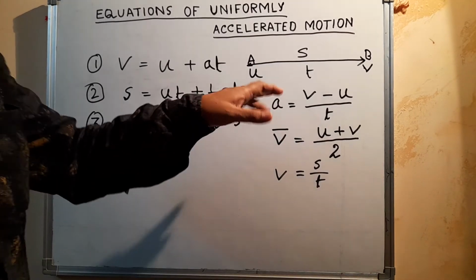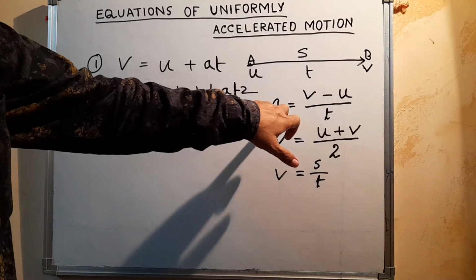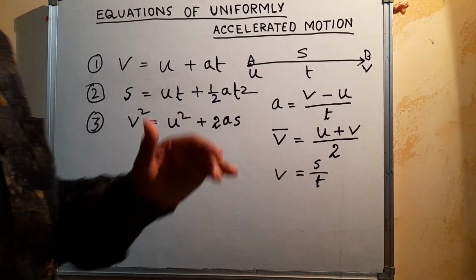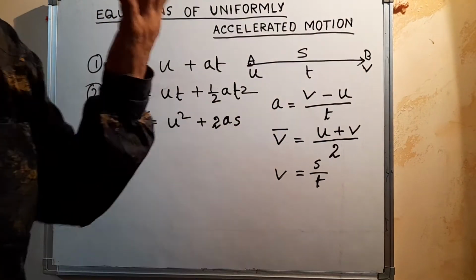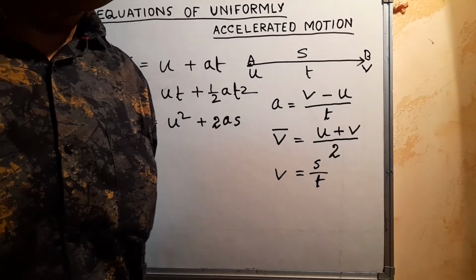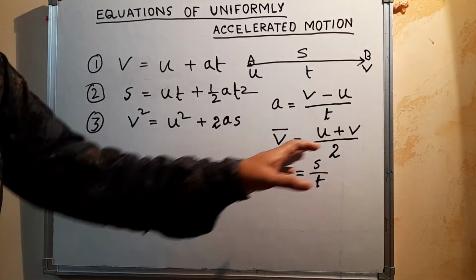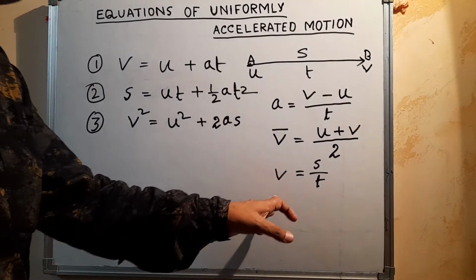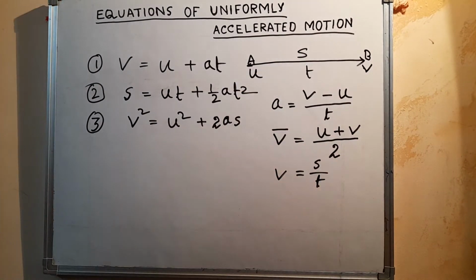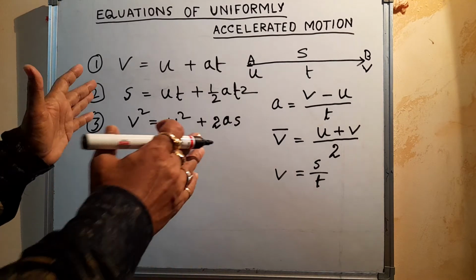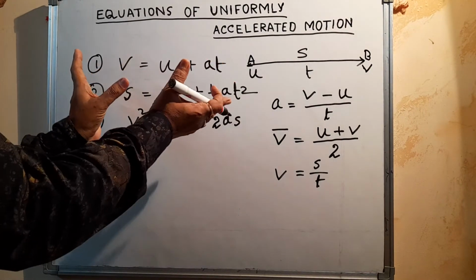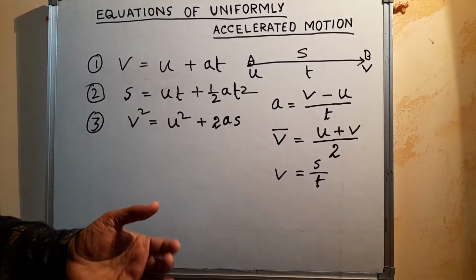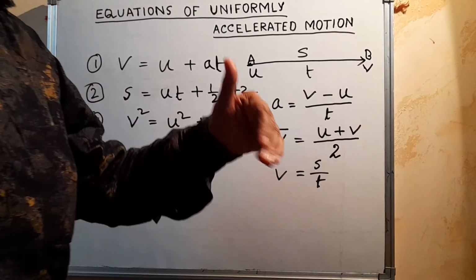So we have already seen that a, the acceleration, is the change of velocity per unit time, and v bar is the average velocity, u plus v by 2. And velocity will be equal to s by t. So we always try to calculate the problem with the help of these equations. We will calculate the problems in our next class.